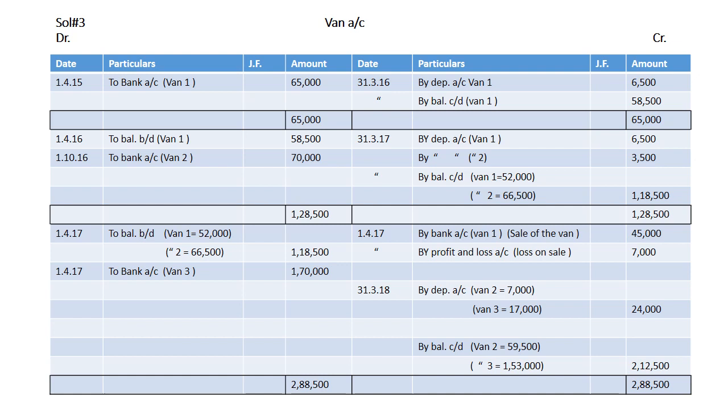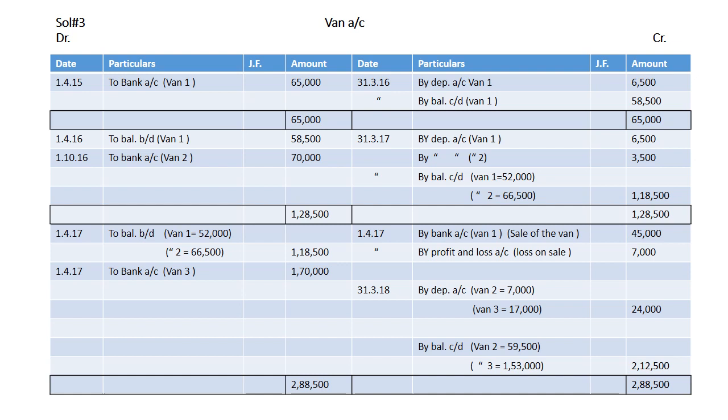On the same date, the van was sold. The sale of the van, the amount is rupees 45,000 and loss on sale is rupees 7,000. Again, third van was purchased on the same date, that is 1/4/17, and the cost of the third van was rupees 1,70,000.